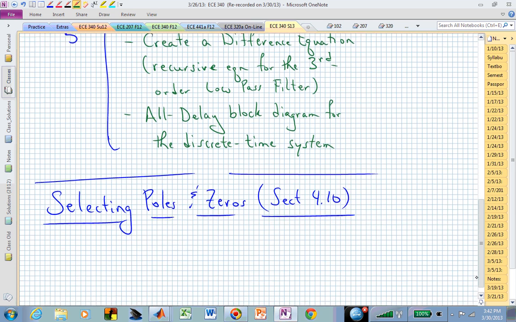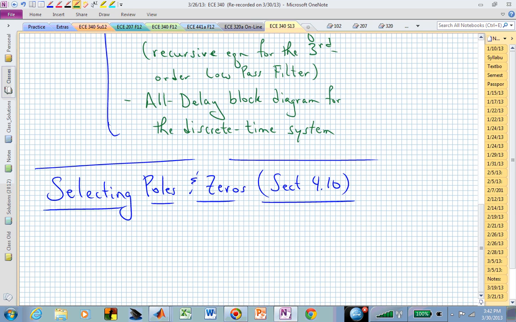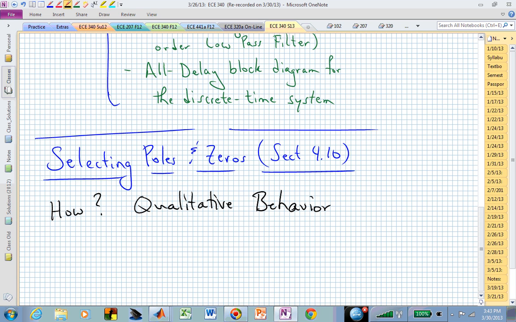Let's now start with this idea of filters, and in particular, if we're going to be selecting poles and zeros, how is that actually accomplished? How do we actually create these filters out of selecting pole locations and zero locations? Let's first try to see if we can obtain a qualitative behavior behind this process of selecting poles and zeros. To do that, let's concentrate on how the poles work.